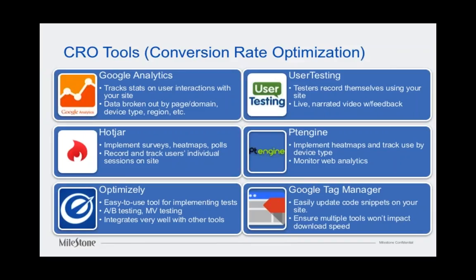Optimizely can implement A/B testing, multivariate testing, and integrates very smoothly with lots of other tools. User testing has actual people record themselves using your website and provides live narrated videos where their testers tell you what's working for them, how easy they think your site is to use, and anything that they might suggest changing. PT Engine also implements heat map tracking on your website. It tracks users by device type and can monitor your web analytics. And last, Google Tag Manager helps you to easily update code snippets on your site for some of the tools above and ensures that running multiple tools on your website will not slow it down.